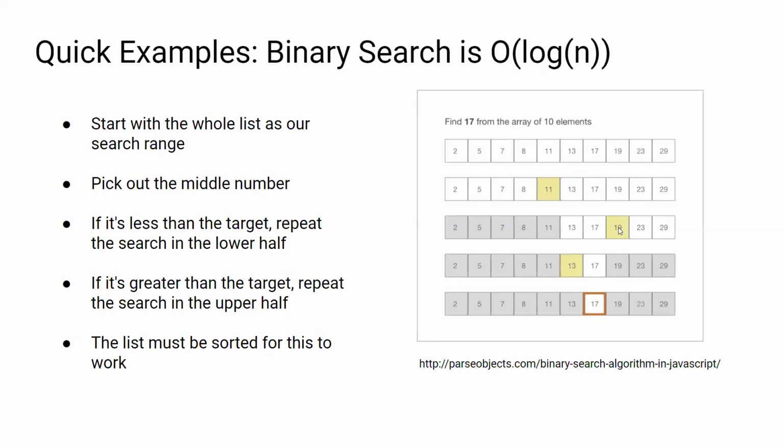And then we pick out 19. 19 is greater than 17. So we repeat the search in this lower half. And then we find 13 is our middle number, whatever the middle is for two numbers. And that's less than 17. So then we search in the upper half and then we finally find 17.